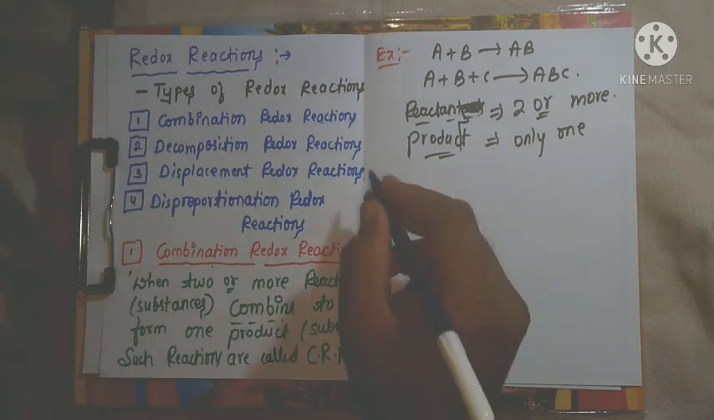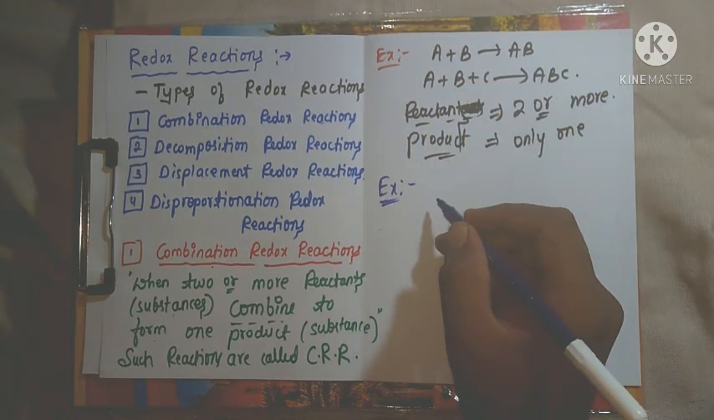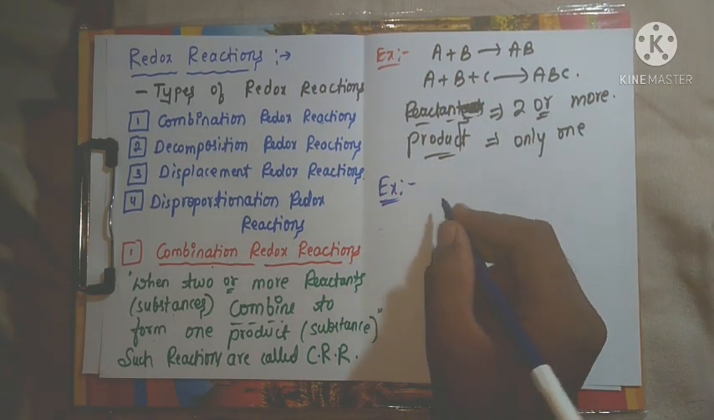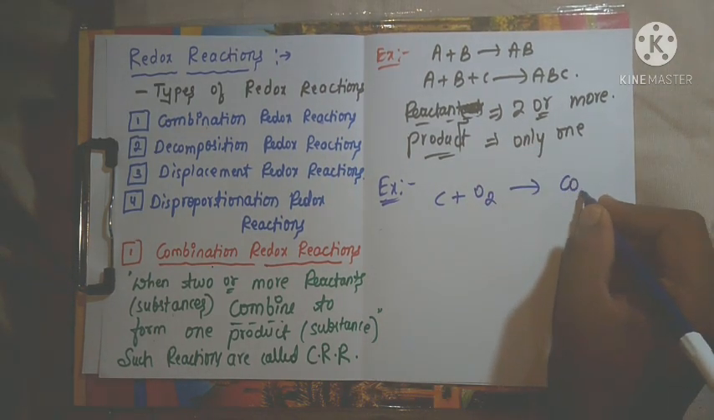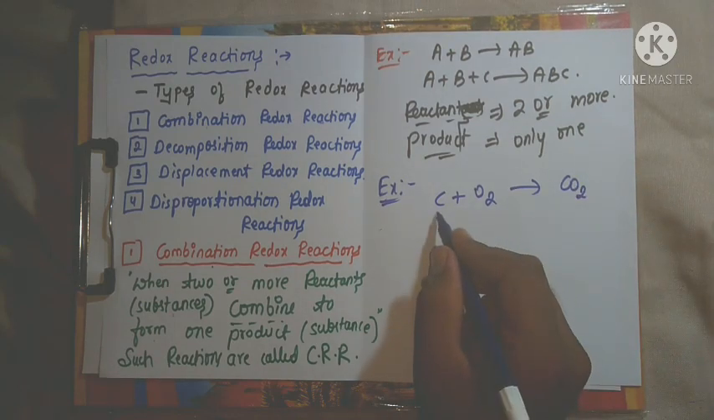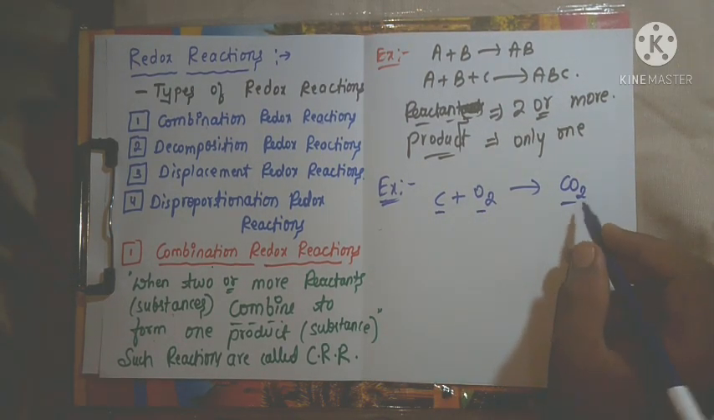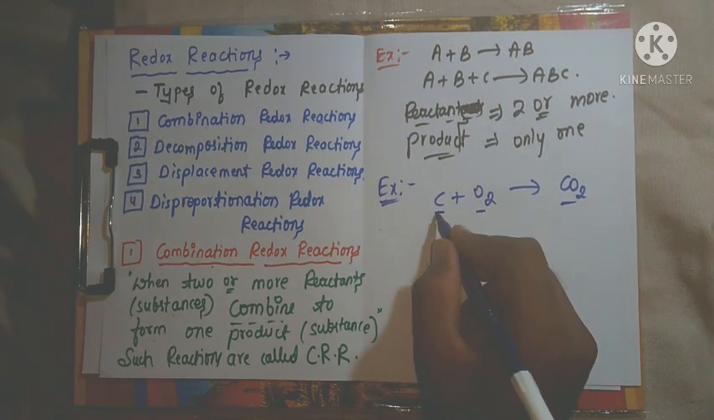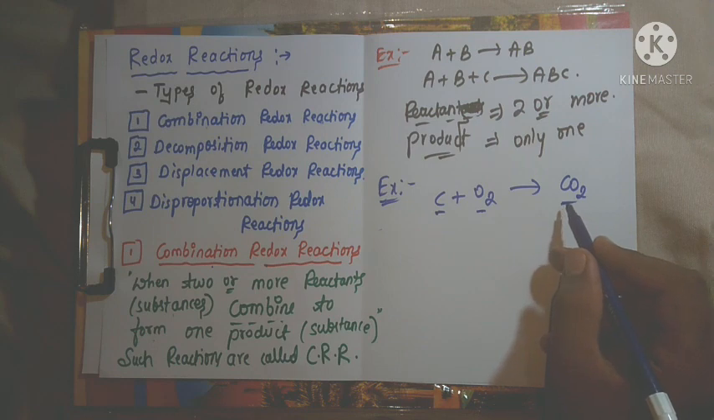Now particular examples I am taking here, for that I am using another pen. This is the general example I wrote here. Now the particular example is carbon plus oxygen gives carbon dioxide. Here two reactants are combining and forming how many products? One. Two reactants, one is carbon, another is oxygen, and only one product, that is carbon dioxide.